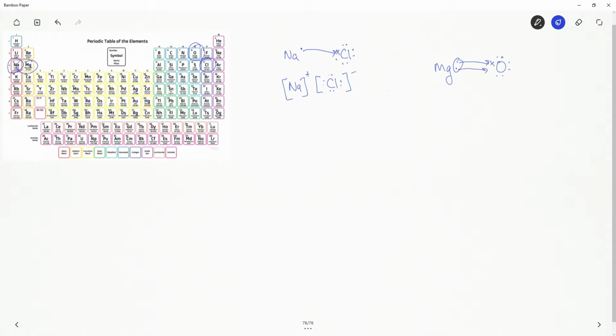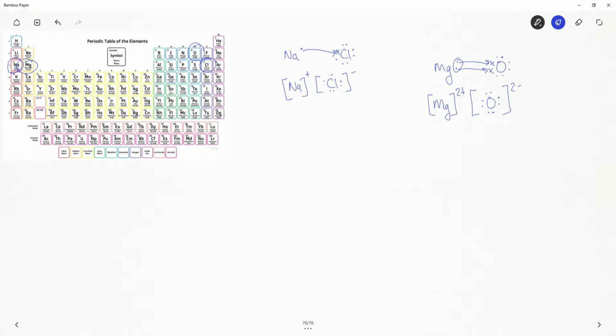Magnesium happily gives oxygen those other 2 electrons, and now we have an ionic bond. Magnesium becomes the cation with a +2 charge. Oxygen becomes the anion. It has taken those 2 electrons. It now has 8. And it has a -2 charge. This is another salt. This is magnesium oxide.